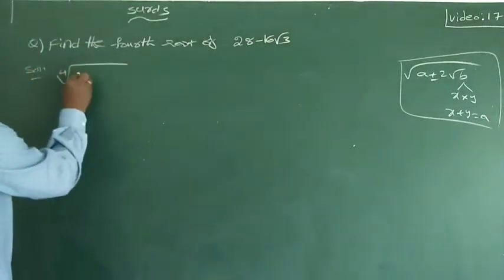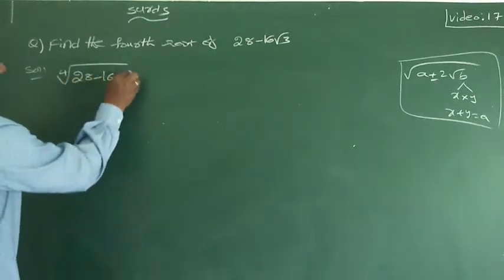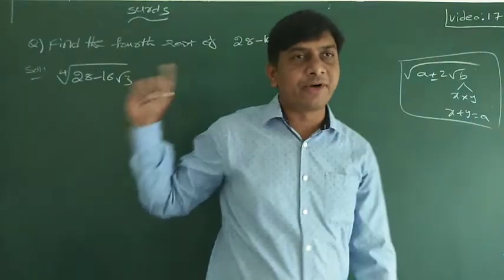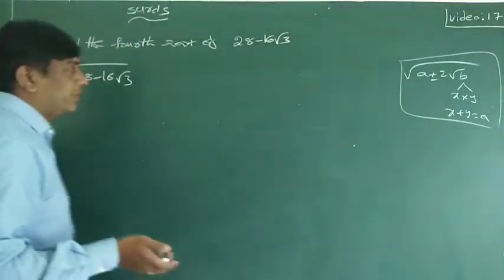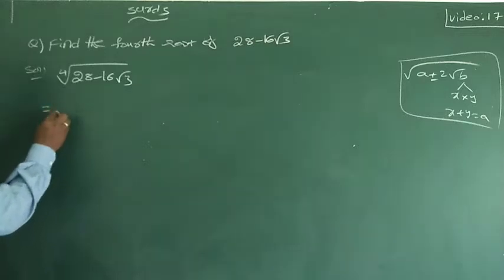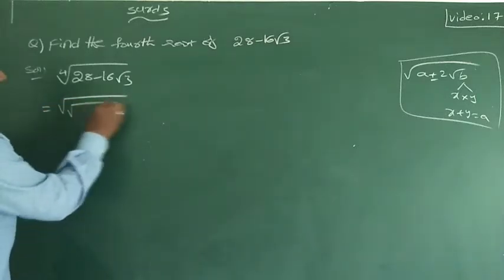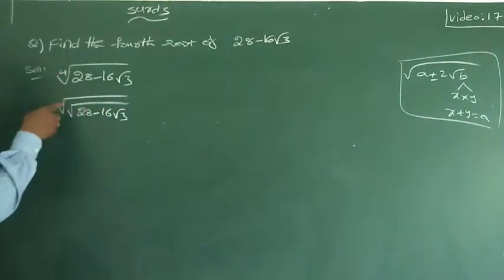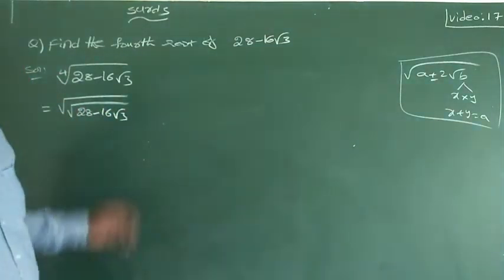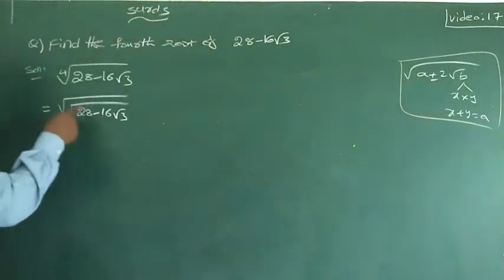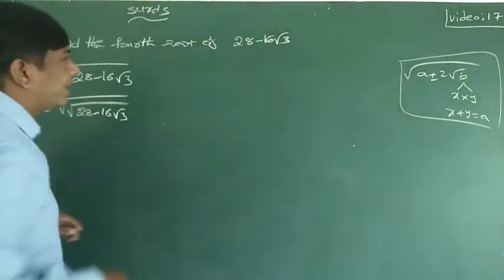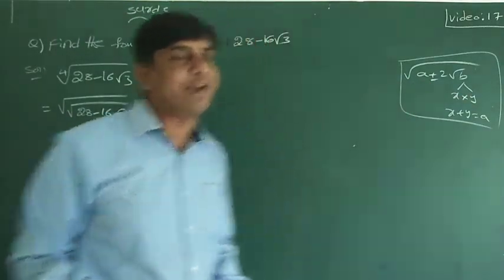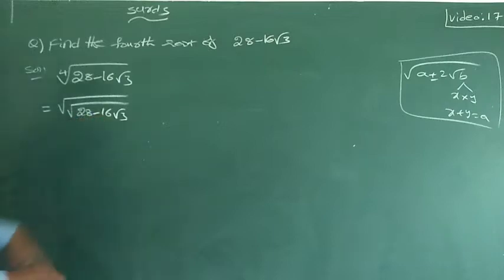Fourth root of 28 minus 16 root 3. Since I don't have a direct procedure, I am writing this fourth root as a square root of square root, again double 2 times I am finding the square root. Square root of 28 minus 16 root 3. Now I converted fourth root into square root. To apply the square root, I need it in this form a plus or minus 2 into root b, means 2 as a rational factor. But here 16 is there.